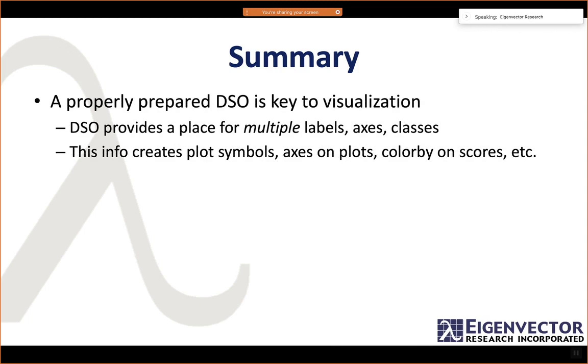So in summary, first off, a properly prepared dataset object is really key to visualization. A DSO provides a place for multiple labels, multiple axes, multiple classes, and that info then creates all this extra stuff on your plots that really helps you figure out what's going on. And that includes plot symbols, the ability to plot things against various axes or color by those axes. A lot of that comes out of the DSO.